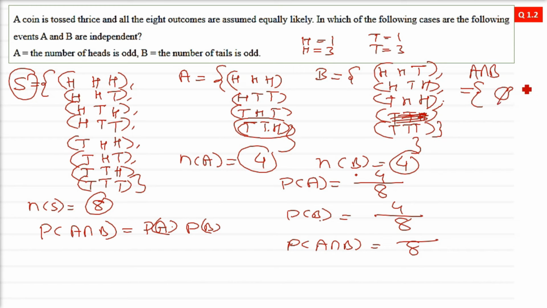There is nothing common. You will get a 0. There is no commonality between A and B. So the A intersection B is 0. Number of elements in A intersection B is 0. So this PA is half, PB is half, and P intersection B is 0.